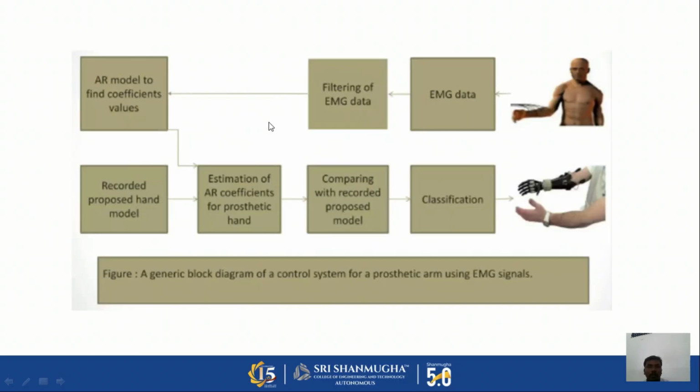So this figure shows the block diagram of the EMG based prosthetic hand control system. First, EMG signals are collected from the muscles. Then the signals are filtered to remove noise and unwanted interference. After filtering, feature extraction is performed. In this work, autoregressive model coefficients are used as features. These features represent the characteristics of the EMG signal. Next, the classification algorithm identifies the intended hand movement. Finally, control signals are sent to the prosthetic hand to perform the required motion.